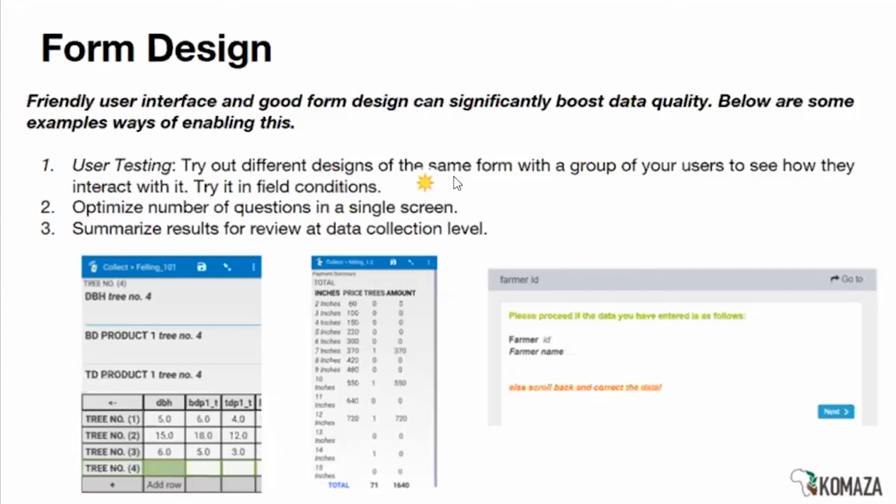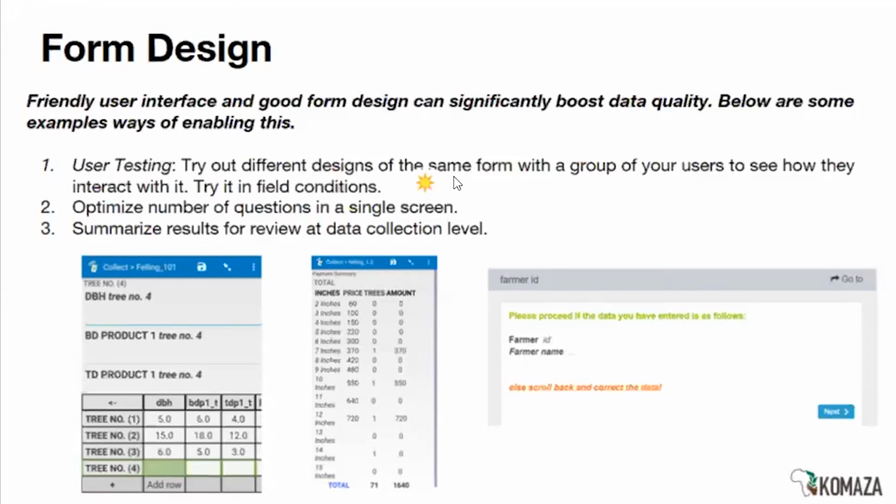The other way is to optimize the number of questions appearing on a single screen so that your screen doesn't look cluttered. The other way is also making sure that you create summary tables within your form for the team to be able to see what they have already entered.